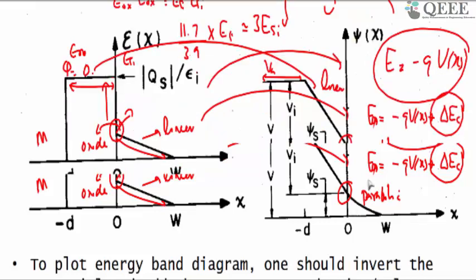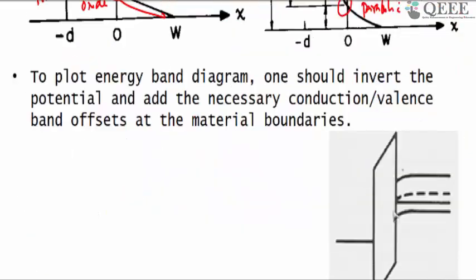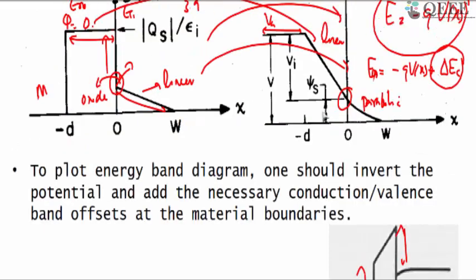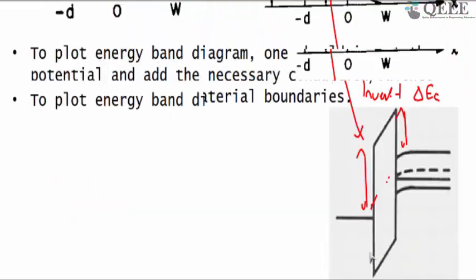Okay, so once you have this one, your potential was something like this. So that is why you get these discontinuities. The only thing is that if you look at this one, it is exactly the inverse of this one. You invert and add delta EC. That's how you get the energy band diagram.